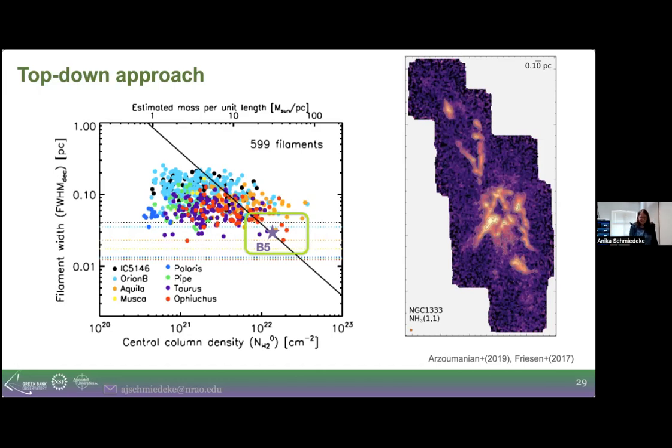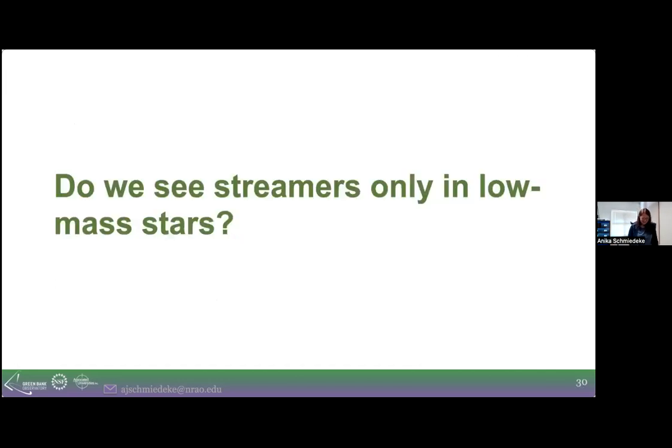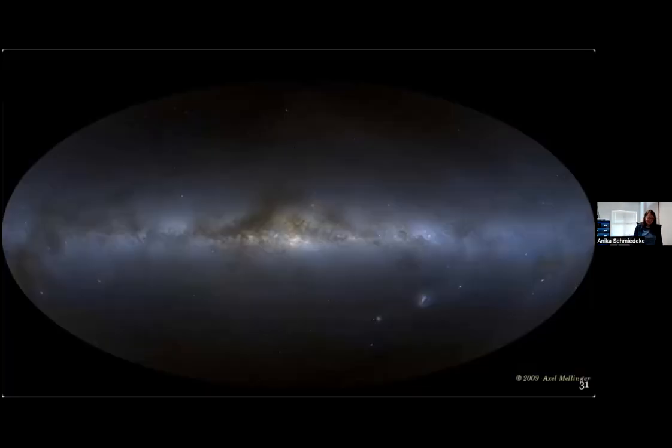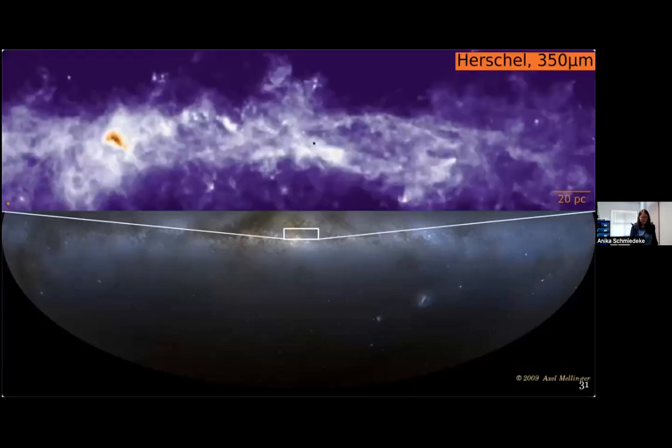Now, Emily mentioned at the very beginning that I not only do low-mass stuff, but I'm also interested in high-mass stars. So do we see these kinds of streamers only in low-mass stars? If I phrase it like this, then I will potentially tell you no. So let's look at, well, that's our Milky Way. A nice optical picture of our Milky Way.